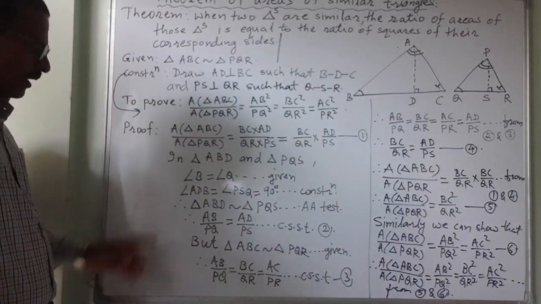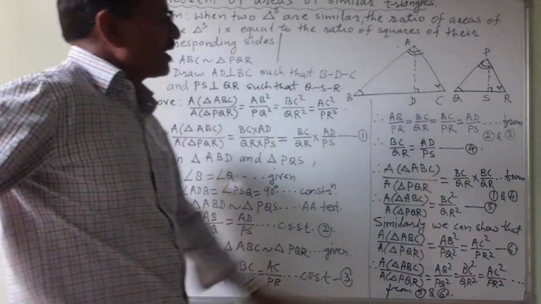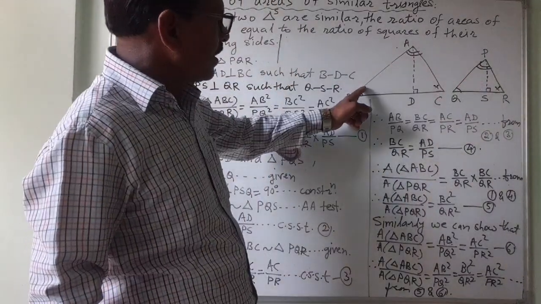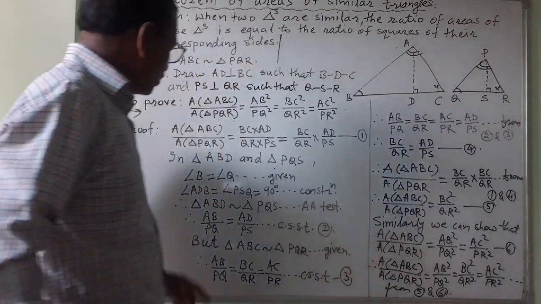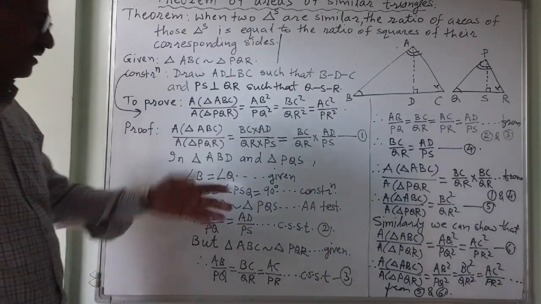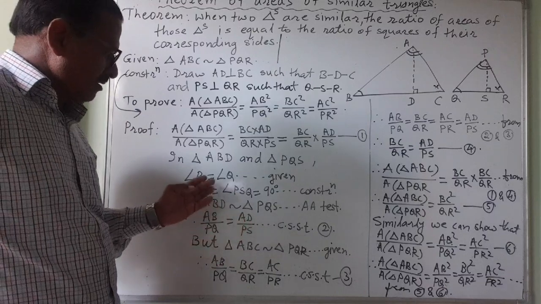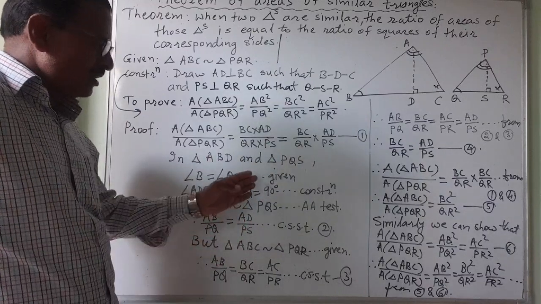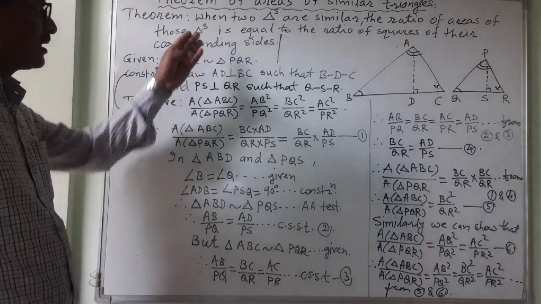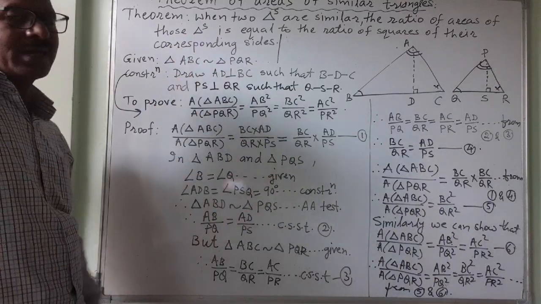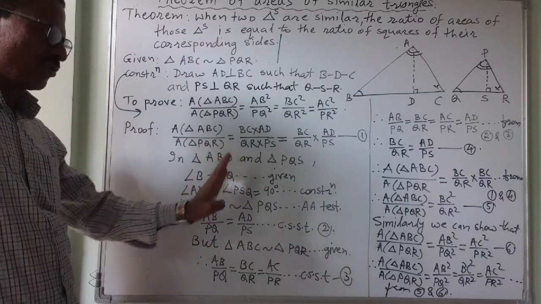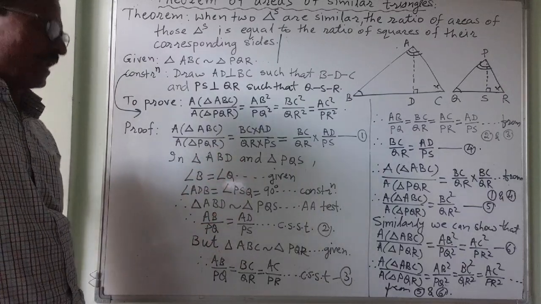So, in triangle ABD and triangle PQS, this is angle B and this is angle Q, they are equal. So, angle B is equal to angle Q. In the textbook, the reason is given differently, but it's not so. Actually, it should be corresponding angles of similar triangles. That should be the reason. But okay, as these two triangles are similar, from that they have taken it as given. But it is not so. You can write this, but it is the corresponding angles of similar triangles.